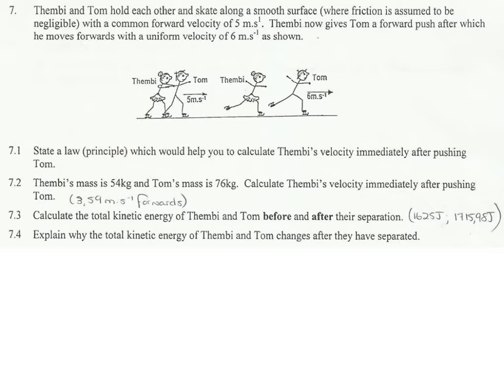We've got Tembi and Tom, and they hold each other and they skate along a smooth surface. They have a common forward velocity of 5 meters per second. Then Tembi gives Tom a push forwards, and he moves with a uniform velocity of 6 meters per second. What's the velocity left over for Tembi is going to end up being our question.